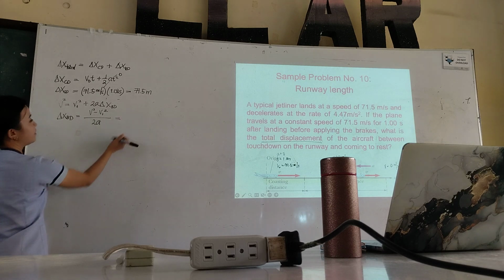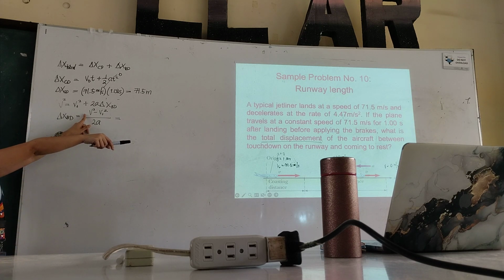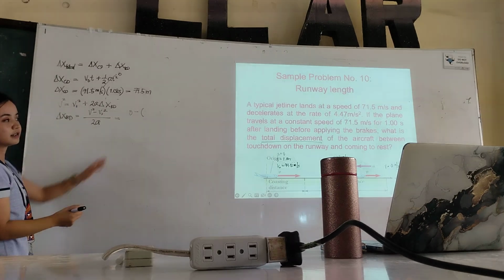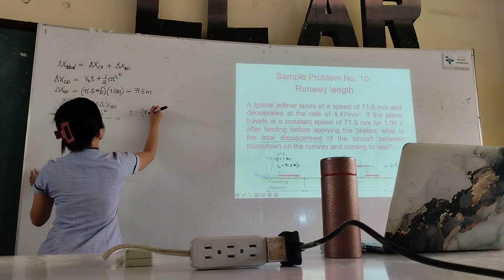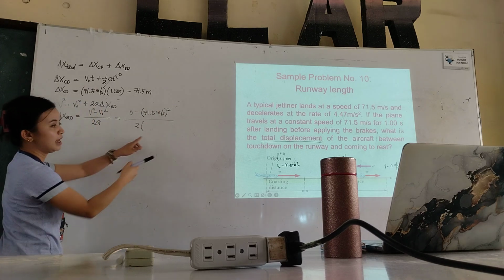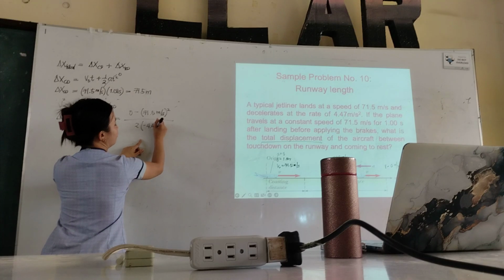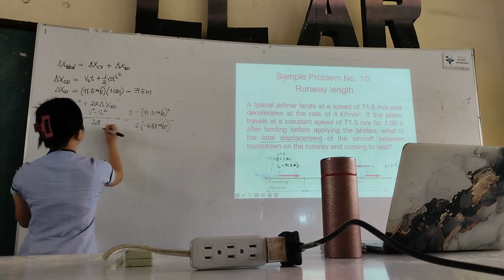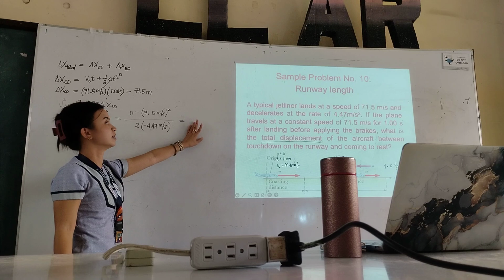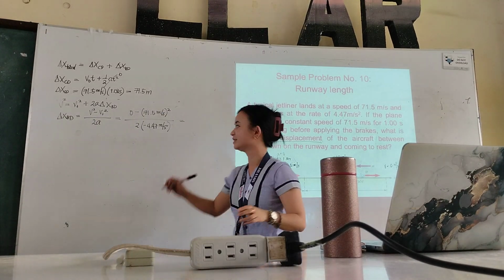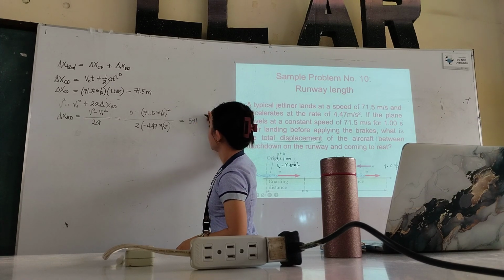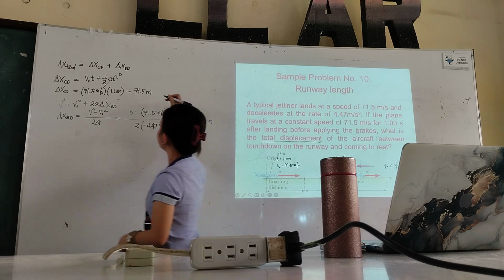So you have to substitute. The V squared, the final velocity, is 0. Minus 71.5 meters per second squared over 2A, which is negative 4.47 meters per second squared. Therefore, what is the answer? Check it. 571.84 meters.